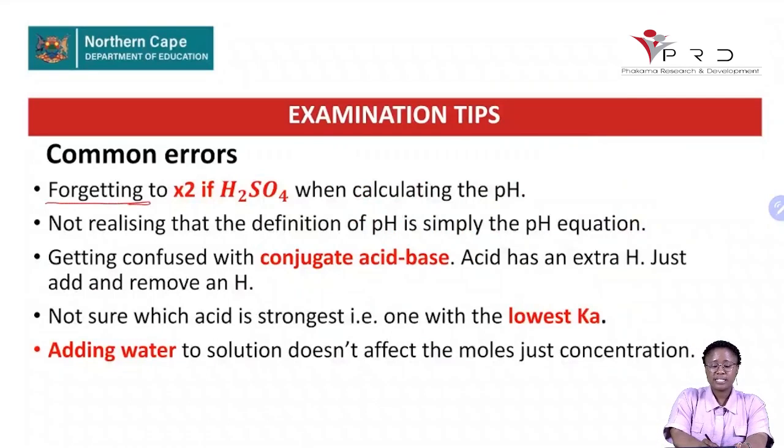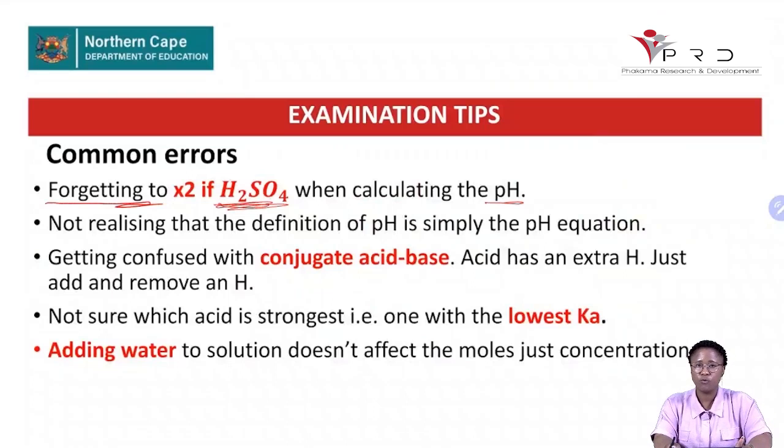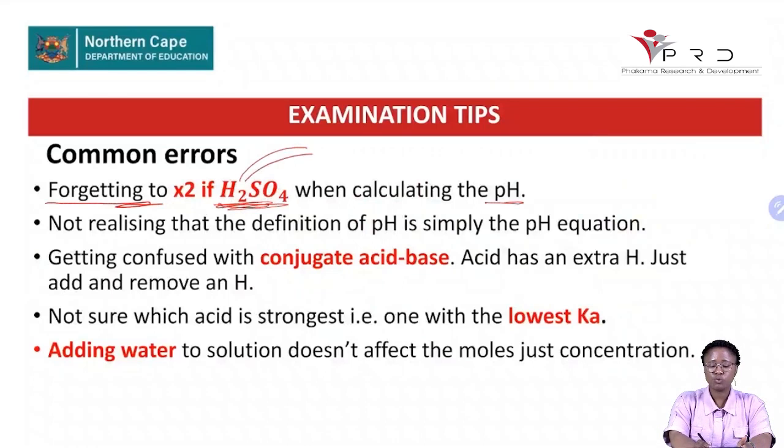You are also forgetting to multiply the concentration of H2SO4 by 2 when you are calculating the pH. Remember that sulfuric acid, H2SO4, is a diprotic acid, and it is a strong acid, and that means that it ionizes completely in aqueous solution. So whatever concentration of H2SO4 you are given, you must multiply it by 2 because it can donate 2 hydrogens, okay? And it dissociates completely in aqueous solution.